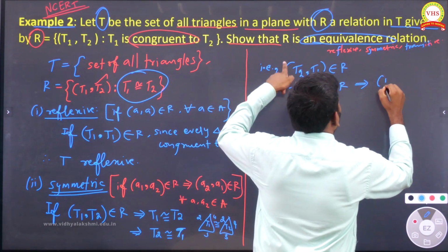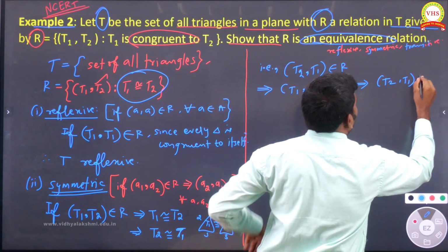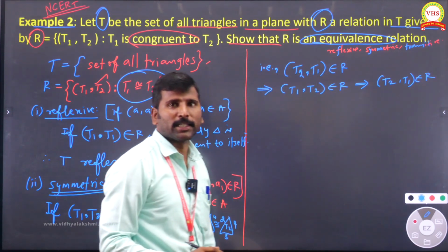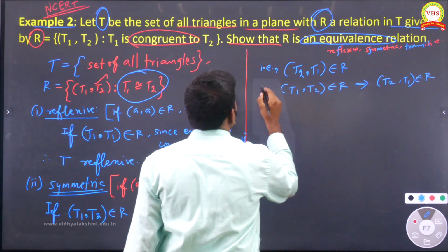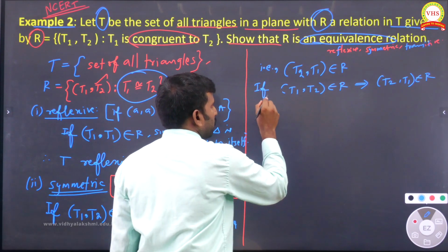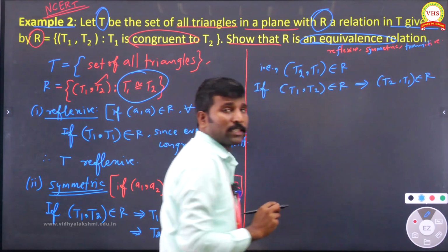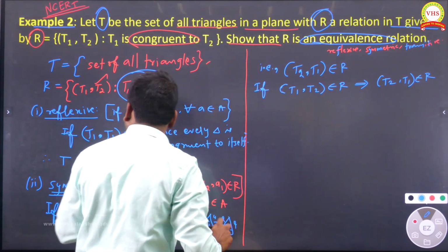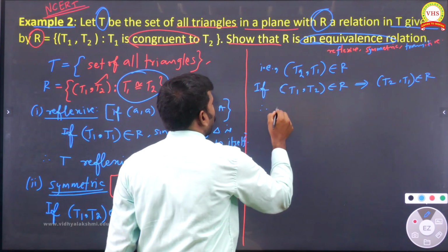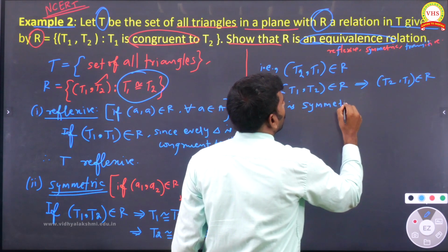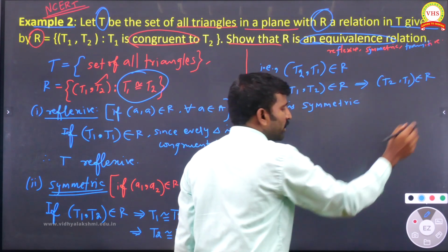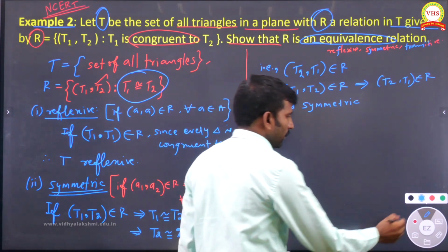So we got that (T2, T1) will also be in R. Understand? If it is satisfied, what can we say? Actually, this is our assumption. We got the output like this. Then what can we say? This R is symmetric. Therefore, R is a symmetric relation. Understand? Right.